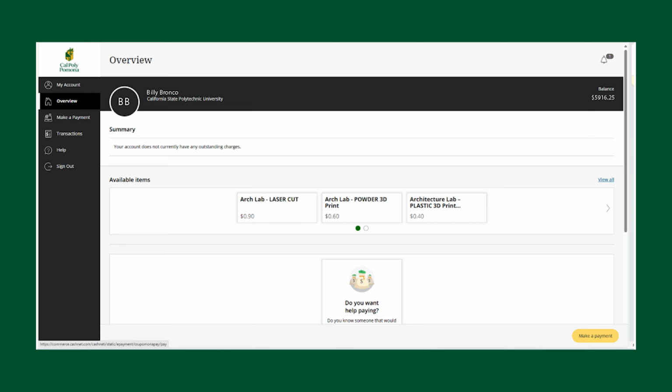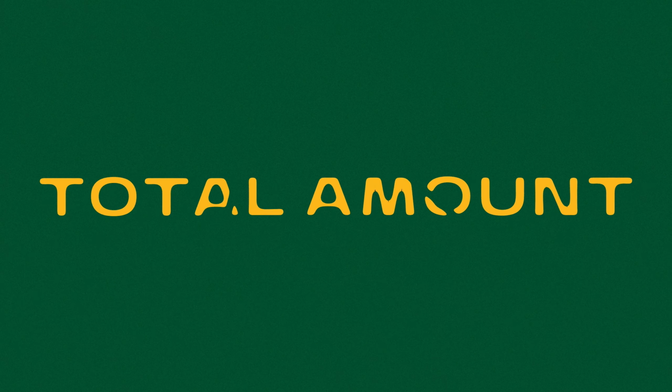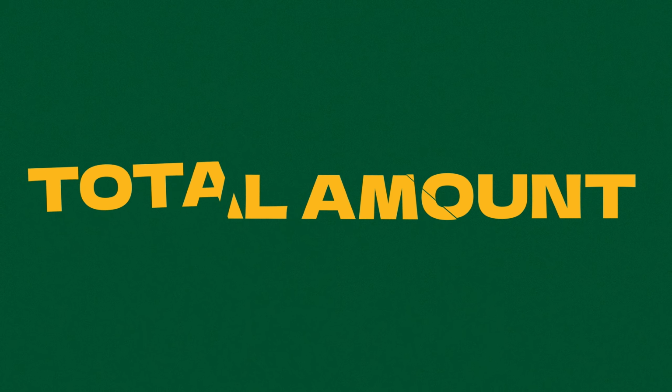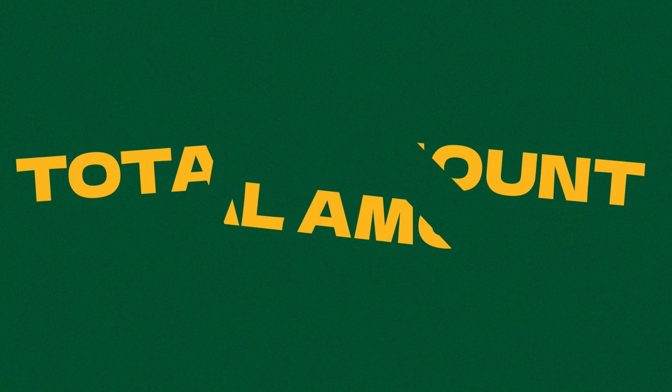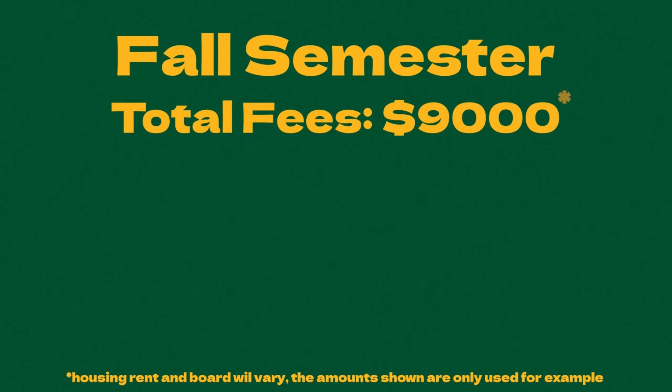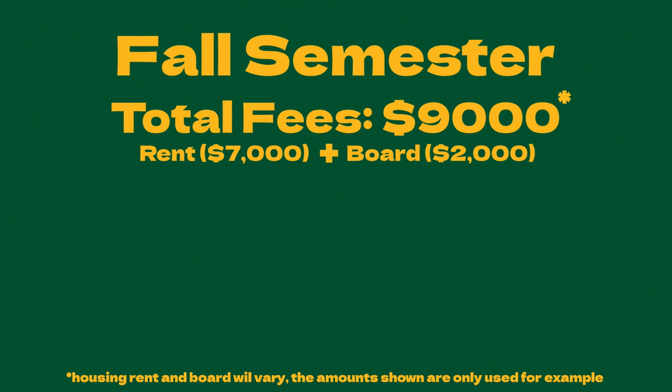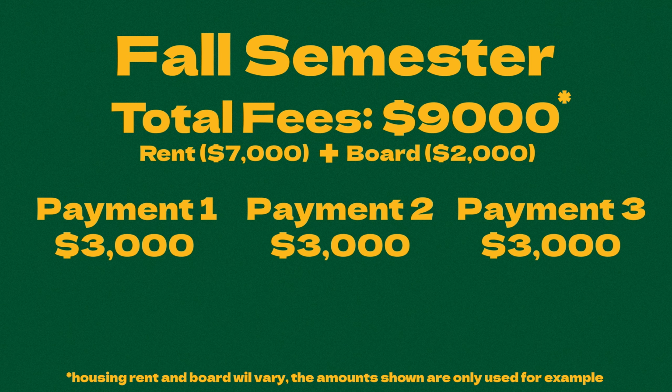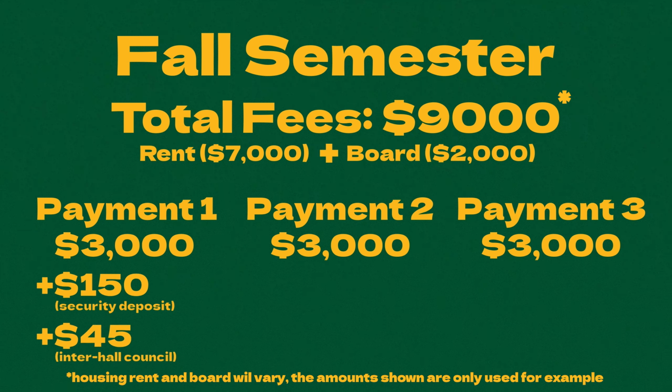Amounts may vary based on your housing type and options, and your total amount will need to be broken down into 3 separate installments, or you can choose to pay one full installment. For fall semester, your total housing cost, which includes rent and board, should be divided into 3 separate payments. Your first payment must also include the security deposit and the inner hall council fee. If you choose to pay in full, your housing payment must include rent, board, the security deposit, and the inner hall council fee by the first payment due date.